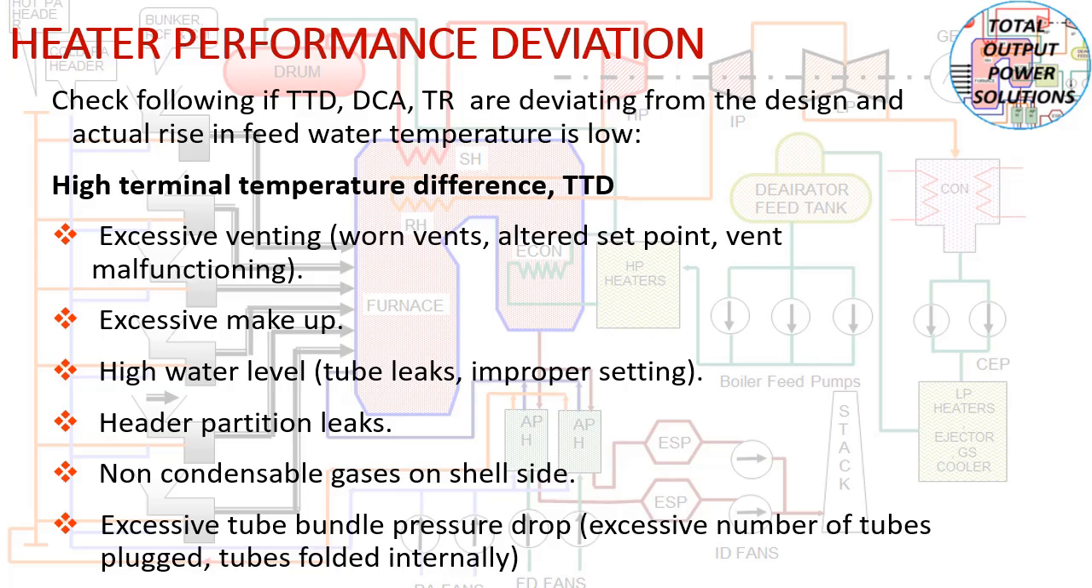Header partition leaks. If the header partition is leaking, then also there may be a higher TTD. Non-condensable gases on the shell side: the heat transfer will be reduced, and that will again cause the TTD to go high. Excessive tube bundle pressure drop: if an excessive number of tubes are plugged, then the TTD may rise. So those are the reasons for the high TTD.